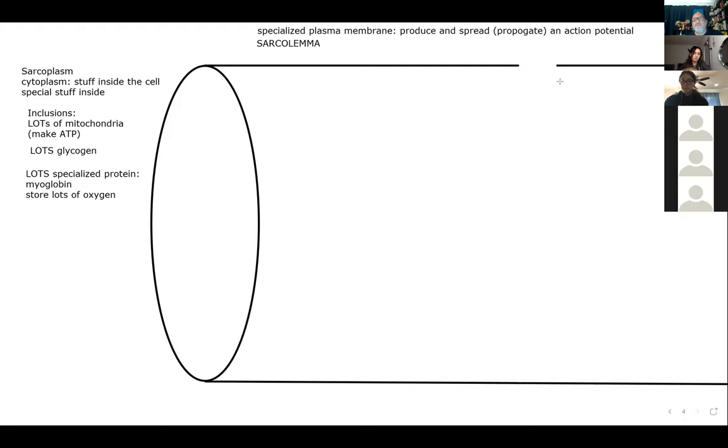One of the interesting things about our sarcolemma is not only does the sarcolemma cover the surface of the cell, but it actually has these big folds in the sarcolemma that penetrate deep down into the muscle cell. These big folds in the plasma membrane that go deep into the muscle cell are called the transverse tubules.